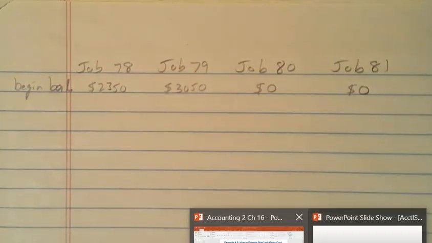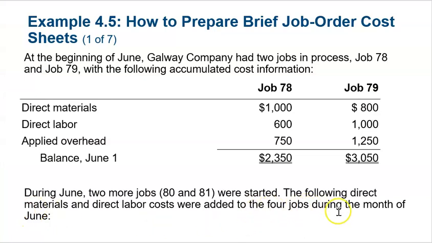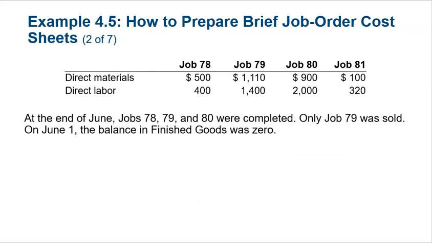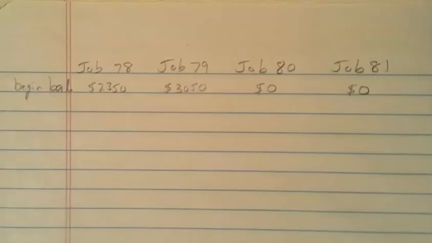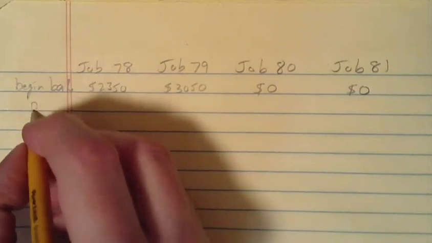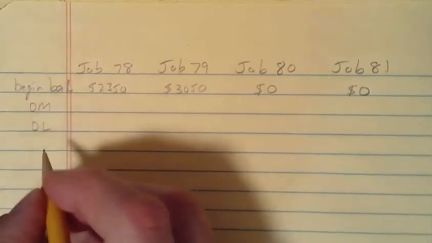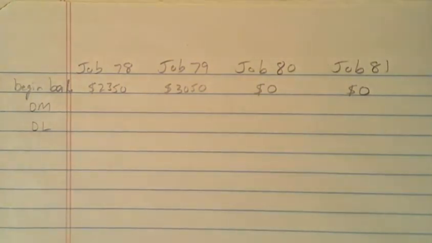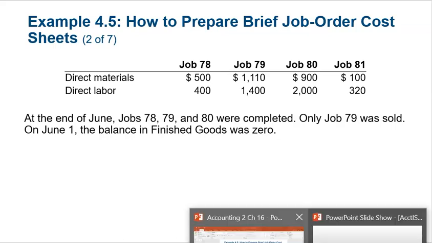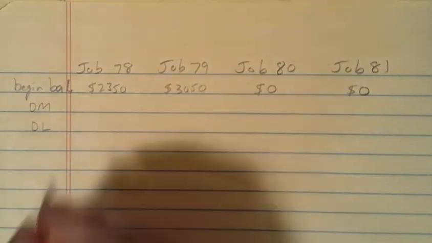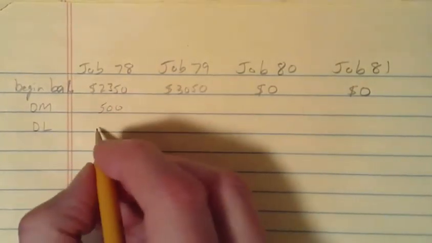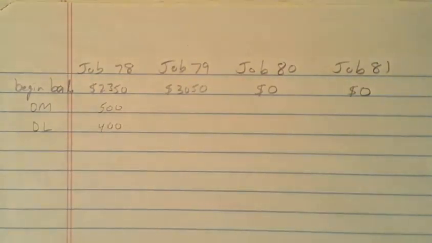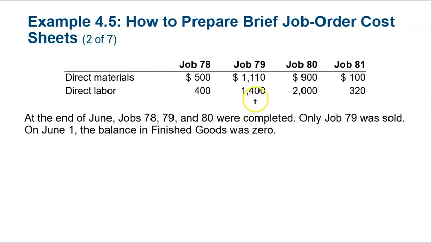All right, let's go back to our scenario for just a moment. We have those four jobs going on during the month of June. For job 78, which we already had going, we're going to add direct materials and direct labor. I'm going to abbreviate here, direct materials and direct labor. So we're going to add $500 in materials and $400 in direct labor to job 78. We're going to add $1,110 and $1,400 to job 79.